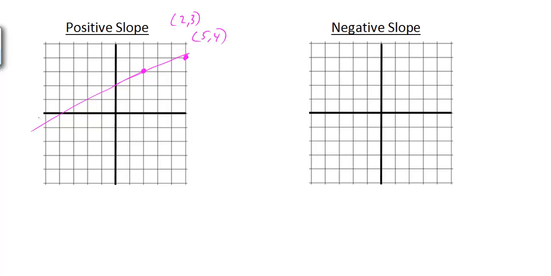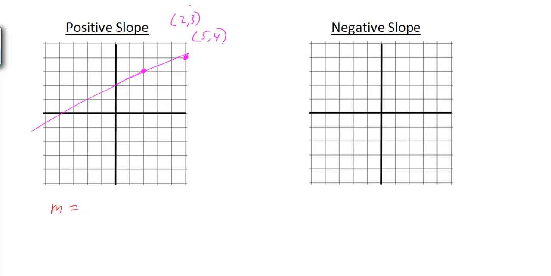here's our line. And notice that this line, if you were to think of reading this like a book, if you go from left to right, this line is going up. So what that tells us is that we're going to have a positive slope. So if we were to calculate the slope, we know that it should be positive. In other words, if we got a negative answer, we know that we've done something wrong.